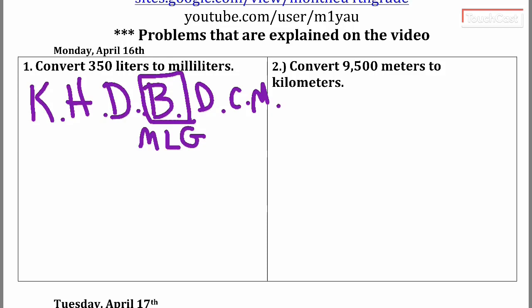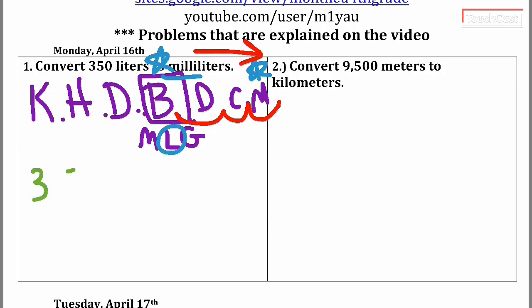All right, so we're starting with liters. Liters is what letter? It's under the base because it's the letter L. And we're going to milli, which is that tricky M all the way at the end. So we're going to figure out how many jumps. We're going to start from the base, the decimal in the back. 1 jump, 2 jumps, 3 jumps, and we are going to the right. So we are adding our jumps.